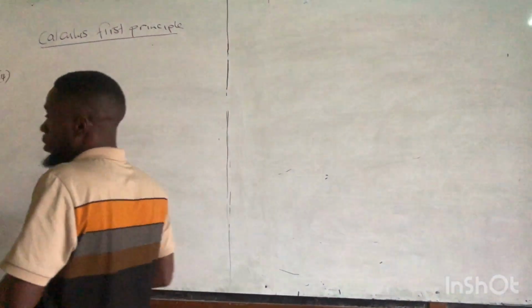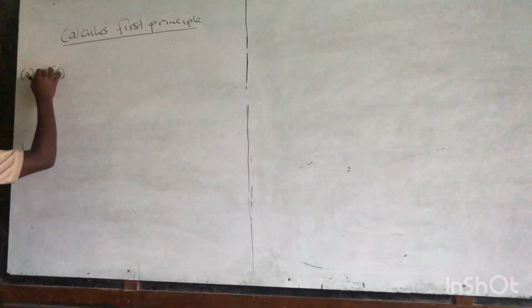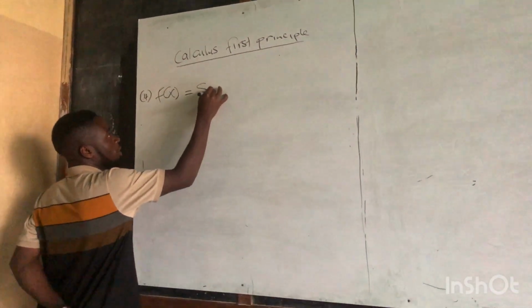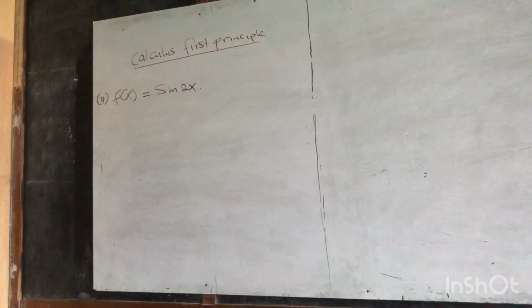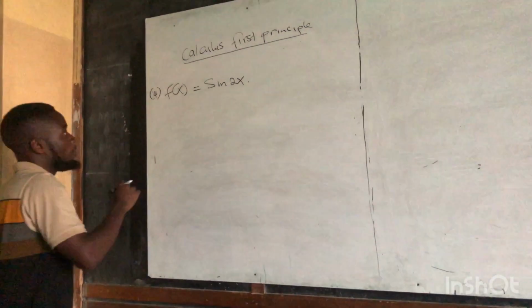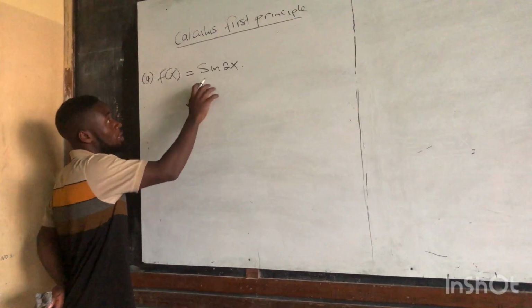Let's go to the next question. So the next question was f of x equals sine 2x. Okay? And again, the same thing here. The first thing we need to understand here is the double angle formula for sine.